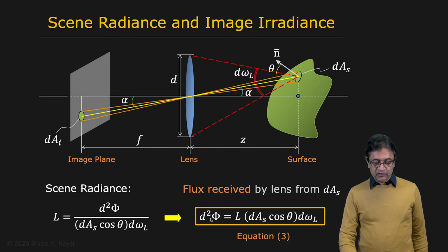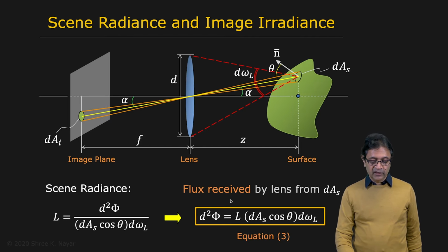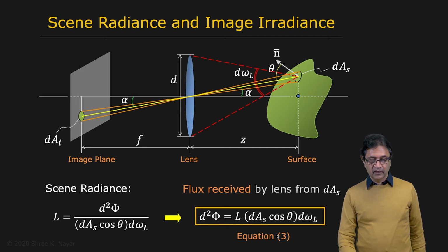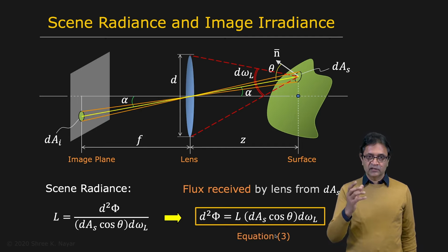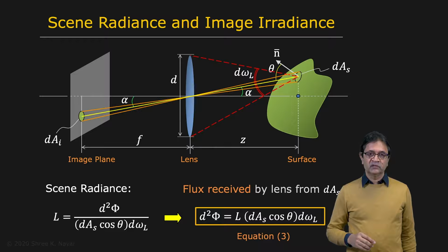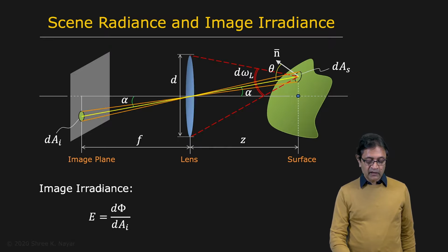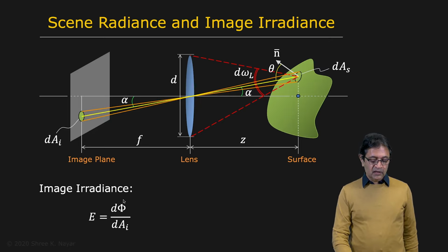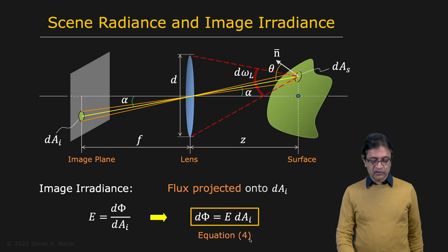And so that gives us an expression for the flux received by the lens. That's equation 3. This flux received by the lens gets bent by the lens and falls on the pixel with area dAI, and therefore the image irradiance, which is the irradiance at this pixel, is the flux received by the pixel divided by the area of the pixel dAI. So that is equation 4.